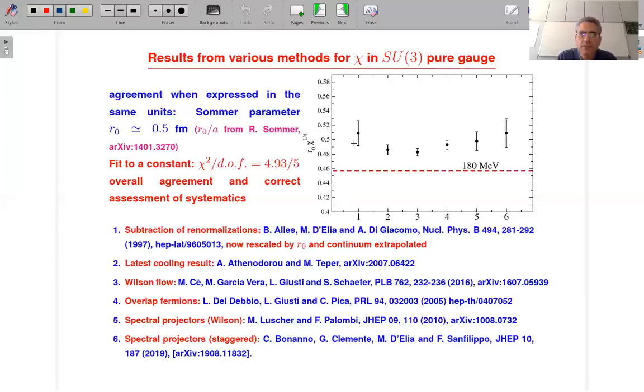It was expressed in MeV, but using a determination of the critical temperature instead of the Sommer parameter. So you have a systematics. If you're using a different determination of the scale, you may have some systematics. So I made the exercise of rescaling everything by r0 and performing a continuum extrapolation, and this is the result that I got.